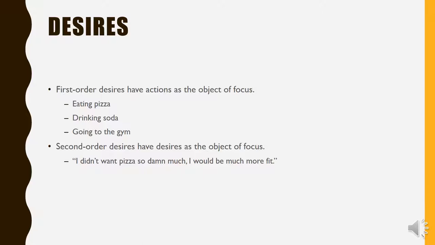When we're talking about first order desires and second order desires, it's important to understand the differences. First order desires are those desires that have actions as their object of focus. So when we're thinking about the hierarchy of orders and desires, these first order desires are desires that are shared by almost every species in the animal kingdom. I have a desire to eat pizza, or the desire to drink a soda, to go to the gym. Animals have the desire to eat, to stay alive, to find shelter, to mate. These are instances of those first-order desires that are just focusing on the action at hand, or the action that needs to be done in order to fulfill that desire.